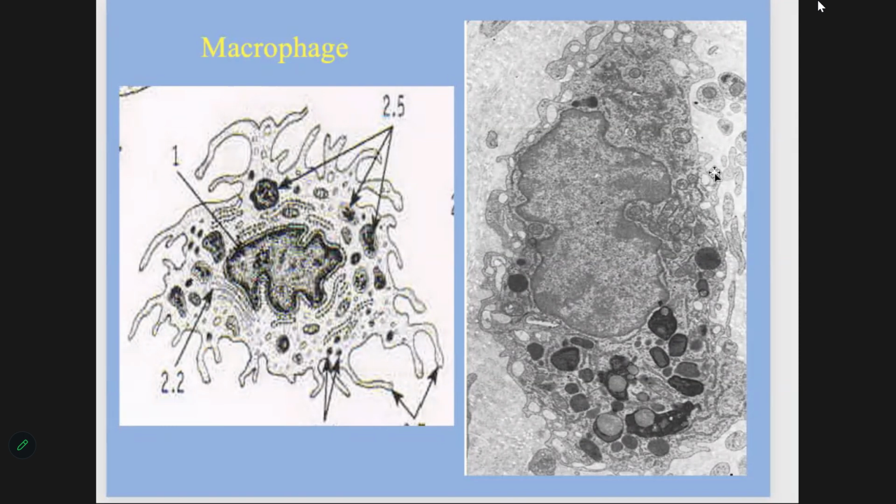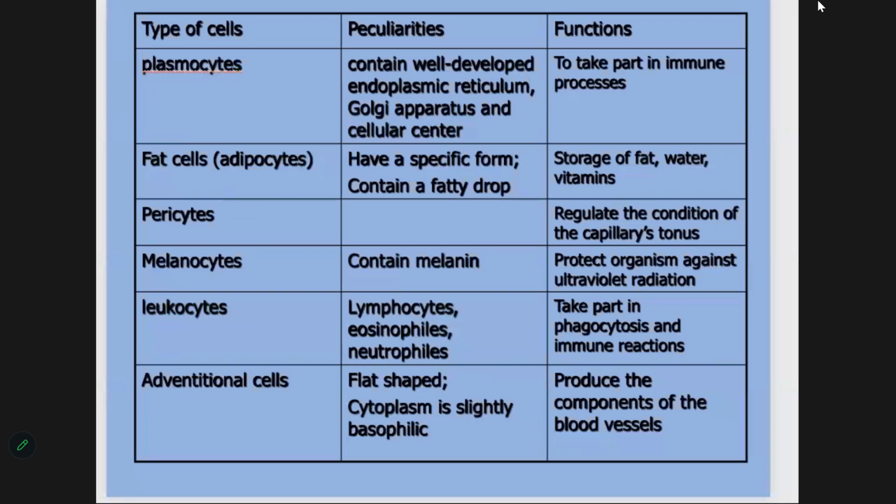Macrophages or histiocytes are formed from blood monocytes. When monocytes leave the bloodstream, leave the blood vessels and migrate to the connective tissues, they transform into the macrophages. Main function is the protection. Look at this.